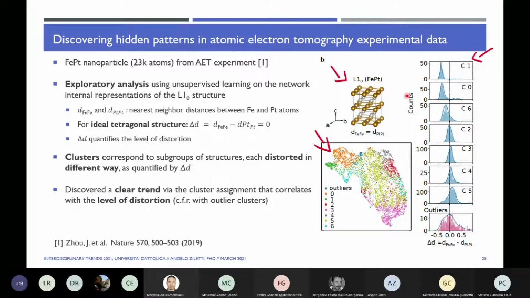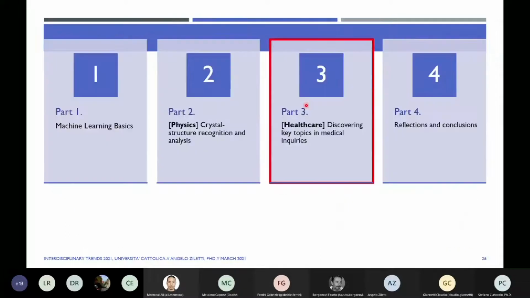So there's a trend here, you see that this delta D grows, of course, and this was actually not known before. I'm not saying that it's usual. I'm saying that with unsupervised learning, you can find something in the data that you didn't think about. And this concludes the physics part.